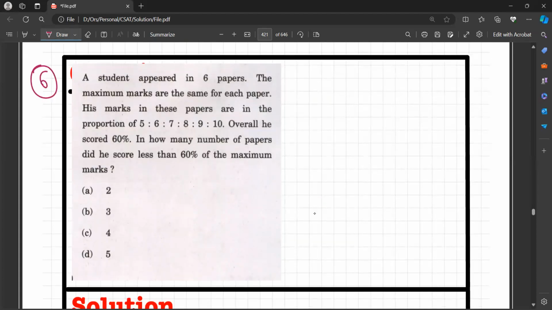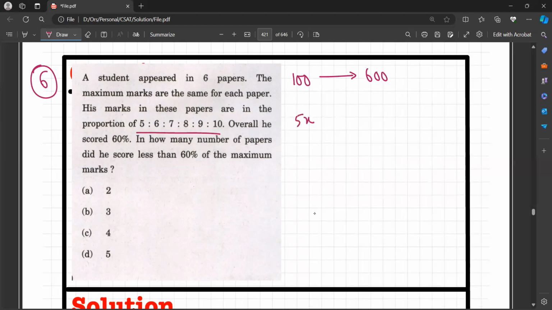A student appeared in 6 papers. The maximum marks are the same for each paper. His marks in these papers are in the proportion of 5, 6, 7, 8, 9, 10. Now suppose each paper is of 100 marks. The total marks will be 600. Proportion of marks are this.